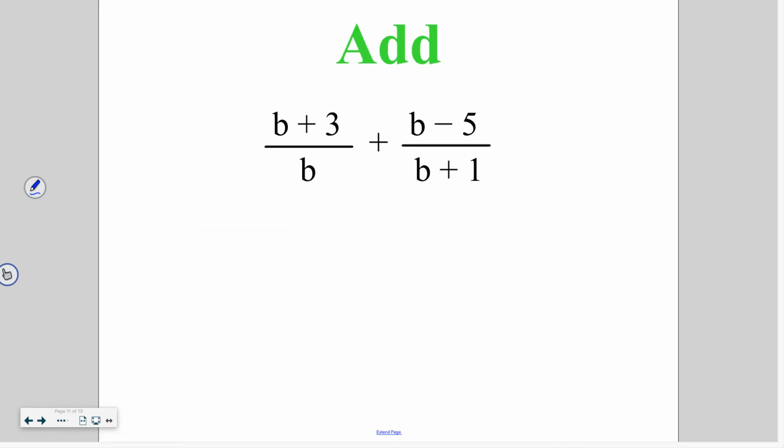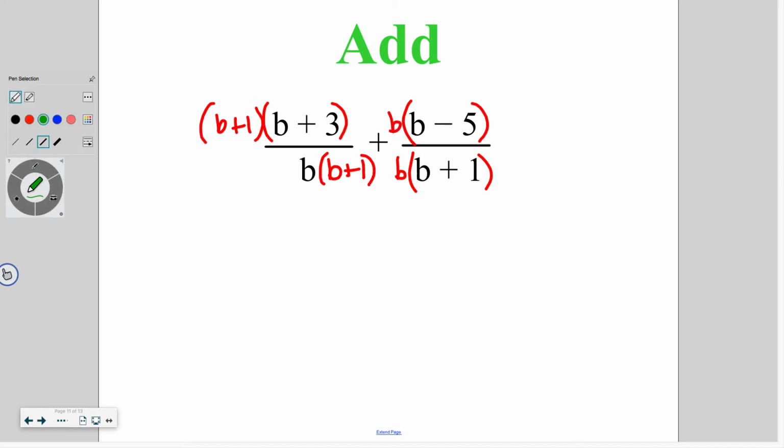Same kind of idea is going to happen if we have nothing in common. b is a factor by itself and b plus 1 is a factor by itself. So they don't have anything in common. This means we should multiply by the opposite. So b needs a b plus 1 and b plus 1 needs to be multiplied by b. If we do it on the bottom of a fraction, we need to do it on the top of the fraction. So the first one is being multiplied by b plus 1 over b plus 1. The second one is being multiplied by just b.